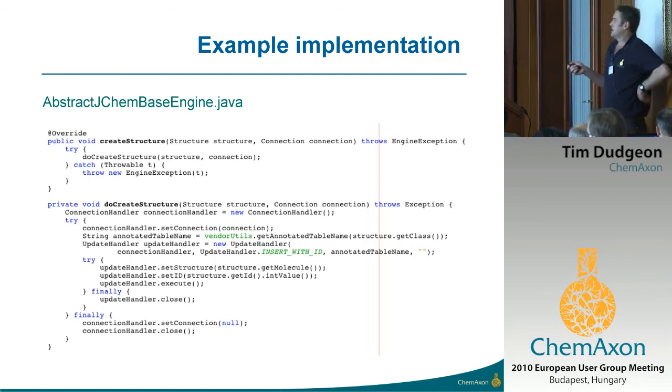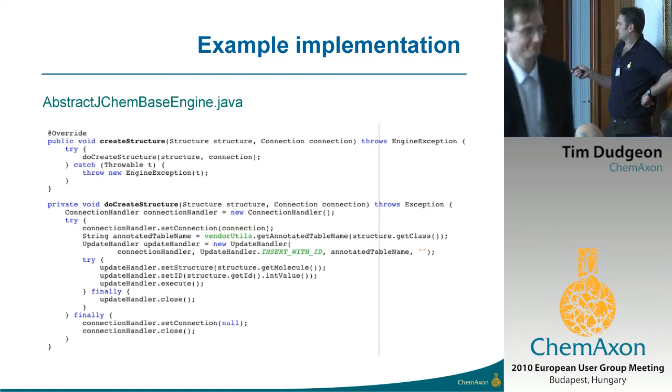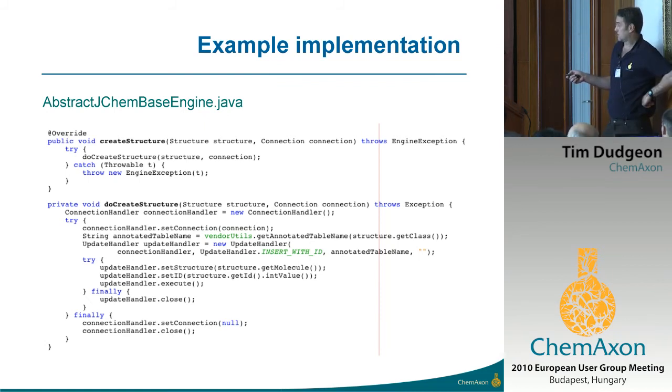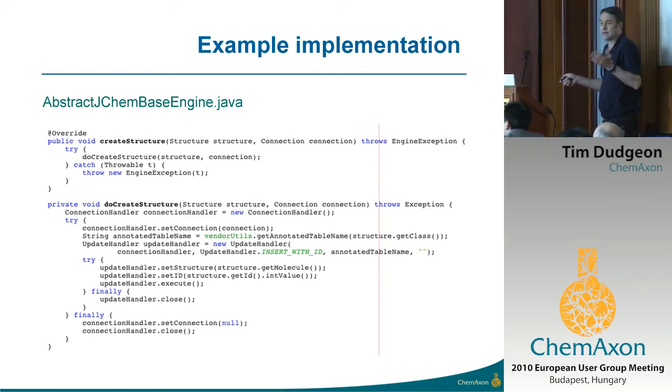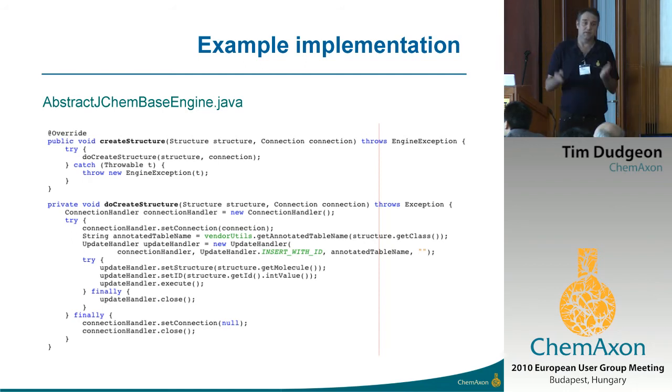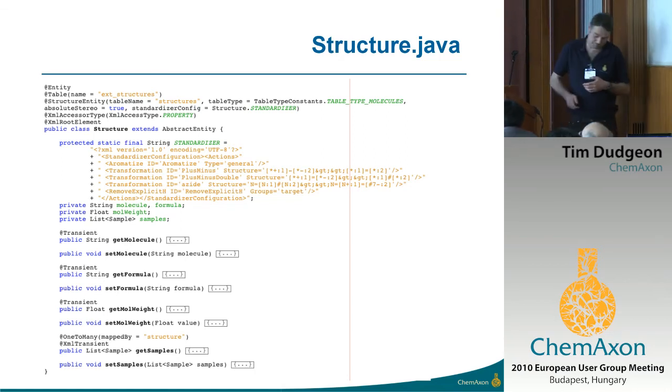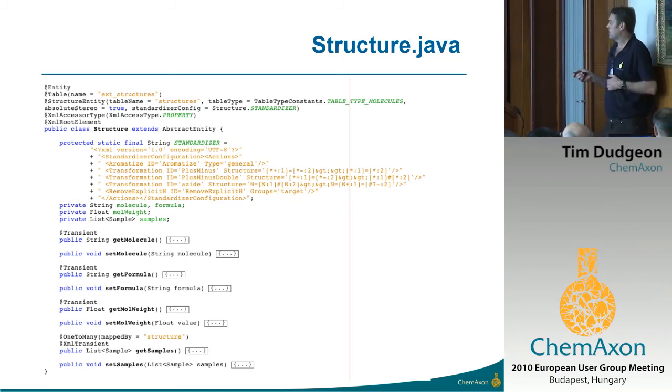And at the engine level, this is the JChem Base engine. This is how we would create a structure. Method called create structure takes the structure and the connection, do create structure, which is this method, which then looks like very familiar code to any JChem developer. It uses connection handler, update handler, and all that. But this is all handled by the engine. This is the library that we're using. The developer doesn't need to worry about this at all. The developer is only having to call that very first operation, and all the rest happens by magic as part of the library.